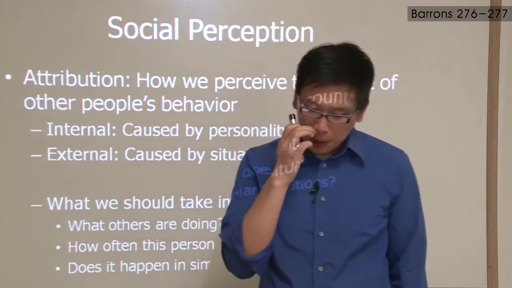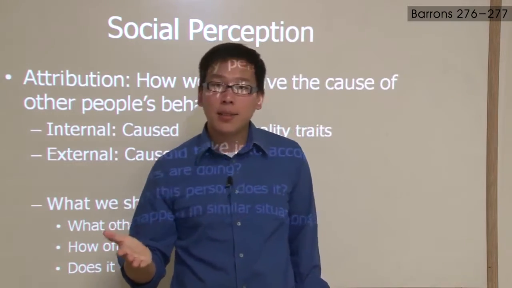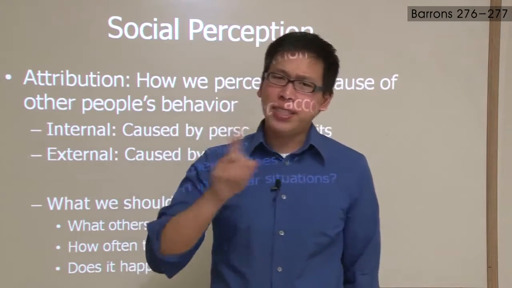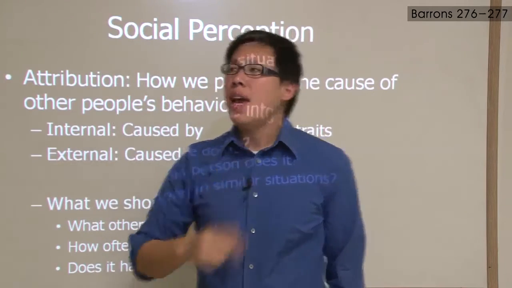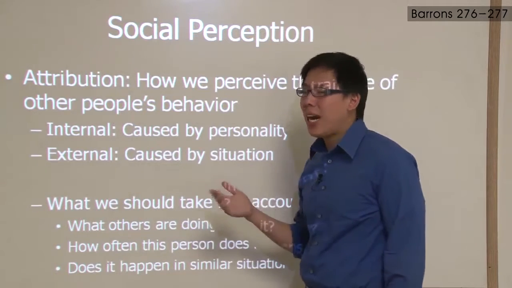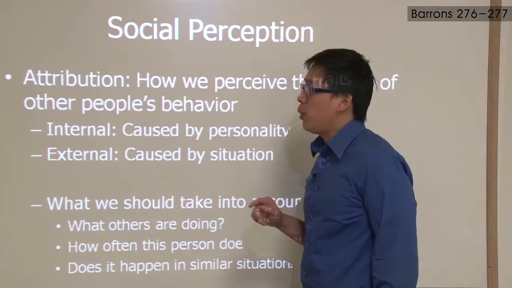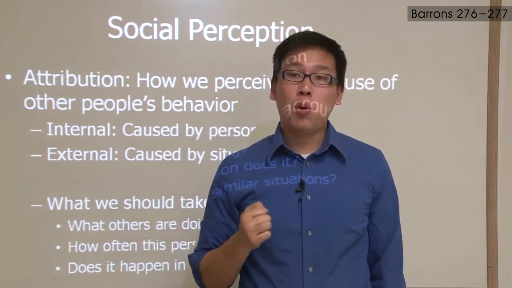I'll give you a quick example. For example, I'm teaching, which I am now, and I see a student sleeping in class. So that's the kind of behavior that I frown upon. It's like, no, you shouldn't be sleeping in class. So why is a student sleeping in class? There are two reasons, right? There's an internal one. The student is lazy, or the student is really tired. Or number two, something about the situation. Maybe the class is just super boring, and they fall asleep because the class is so boring.